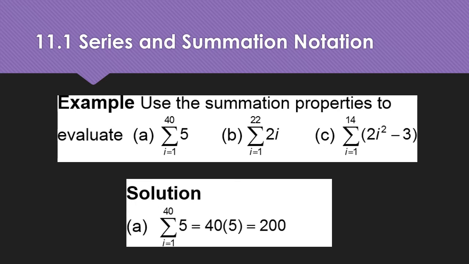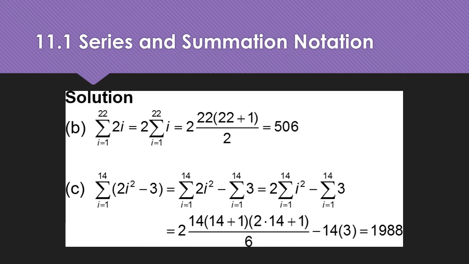Okay, this first one is just when you're adding a constant. Basically, what we're saying is add 5 to itself 40 times. Well, you might as well do 40 times 5, which is 200. Part B tells us we use the rule that we can pull the 2 out front, and then we use the rule for adding just the variable, from 1 to 22, which would be 22 times 22 plus 1 over 2. And working that out, you get 506.